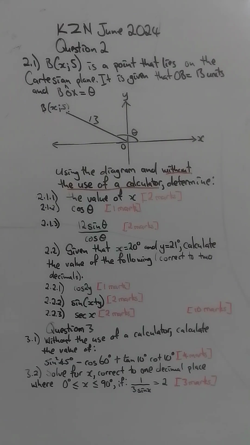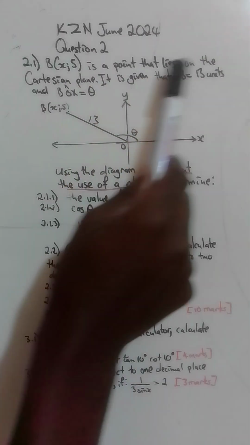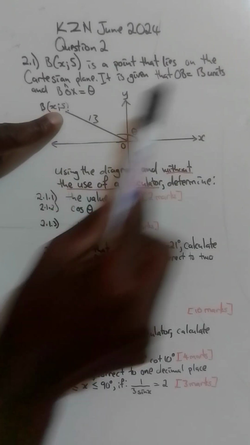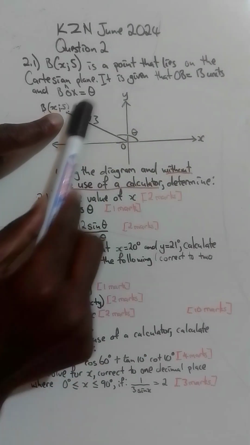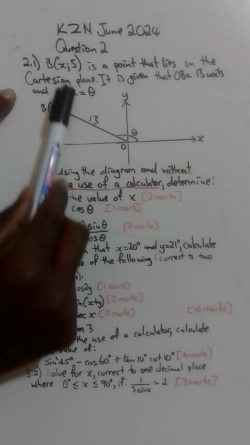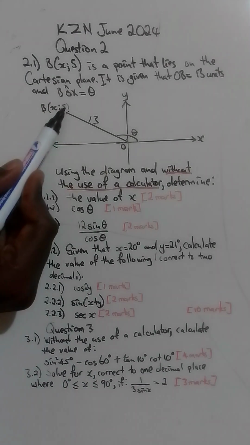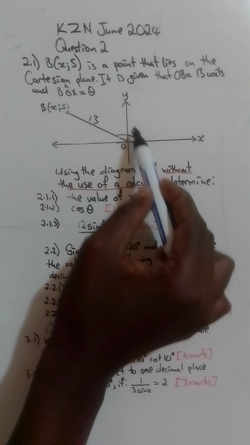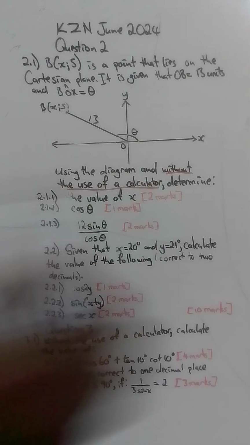On question 2, we're given the coordinates of B. However, the x coordinate is unknown. We only know that the y coordinate is 5. And we are told that B is a point that lies on the Cartesian plane. It is given that line OB is equal to 13 units. These are the 13 units. And angle BOX is equal to theta.